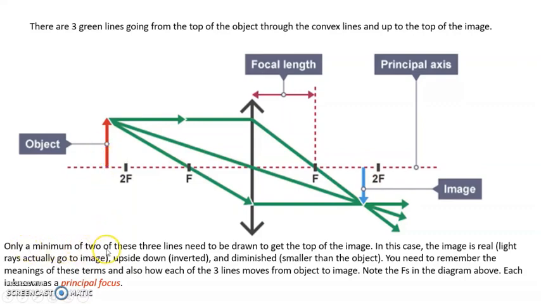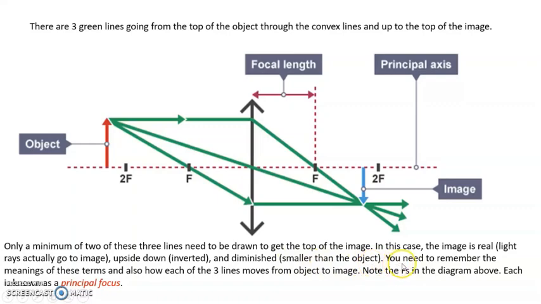Only a minimum of two of these three lines need to be drawn to get the top of the image. In this case, the image is real. It's real as opposed to virtual, which was the case with the mirror image of an individual. It's real because we actually have light rays which actually go to the image. And then it's upside down, it's inverted, as you can see. It's upside down as compared to that position, which is right side up. And then what else can we say? It's diminished, right? The image is smaller than the object.